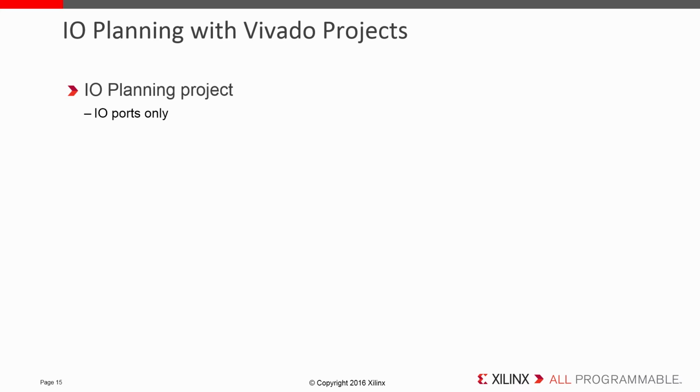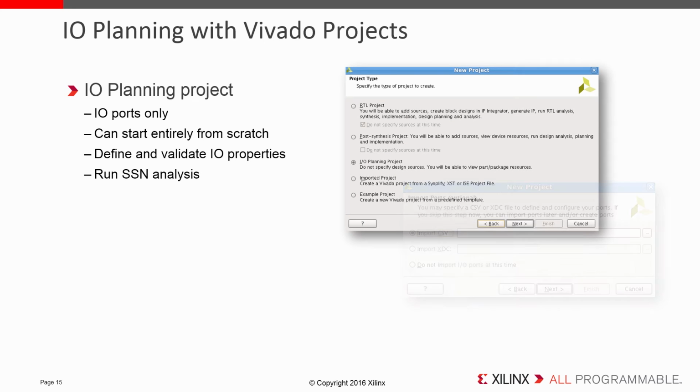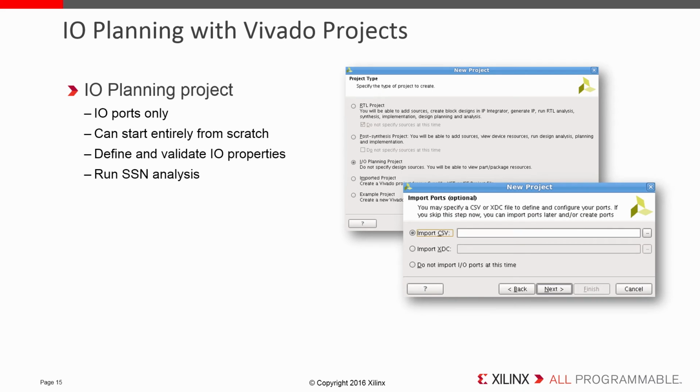I/O planning is typically an interactive process using Vivado Projects. With an I/O planning project, you can begin with only the I/O ports, or you can begin entirely from scratch and create the I/O ports, and define and validate I/O properties such as I/O standards and I/O bank compatibility, and perform other important tasks like simultaneous switching noise analysis.